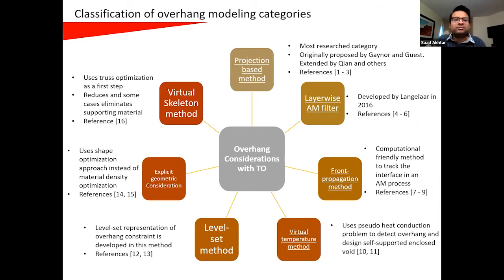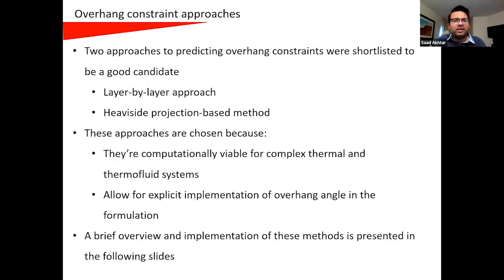And then the other method is the projection-based method that also caught our eye. Most of the overhang modeling categories, most of the research, uses this method, and to good use, because it's very robust. I'm going to talk in a bit more detail in the next slide about the mathematical implementation of these two in particular, and how we implemented this, and which one we ended up implementing in our code as well.